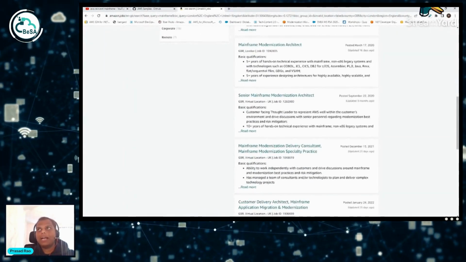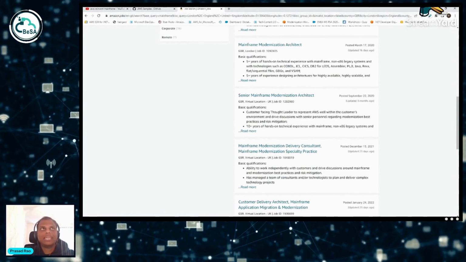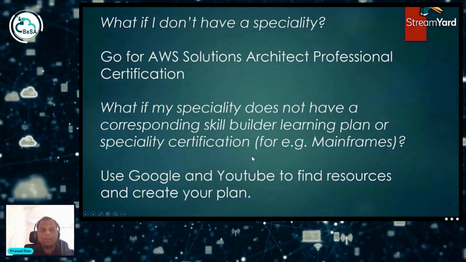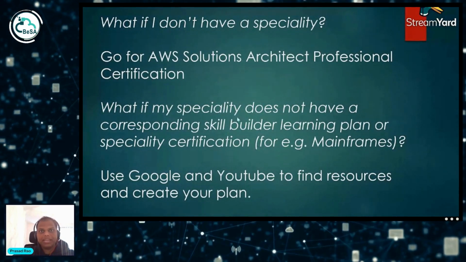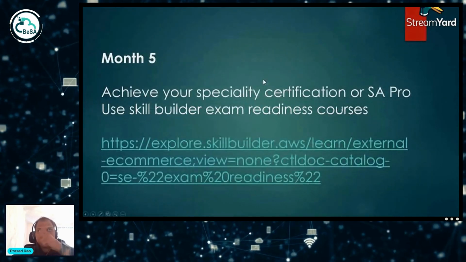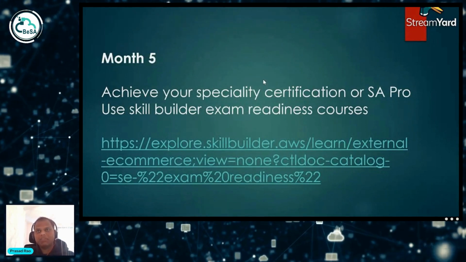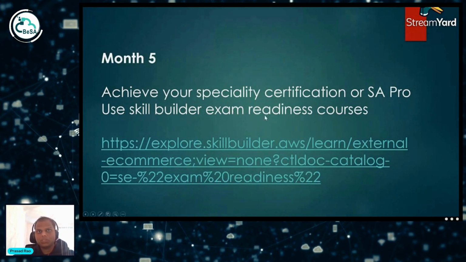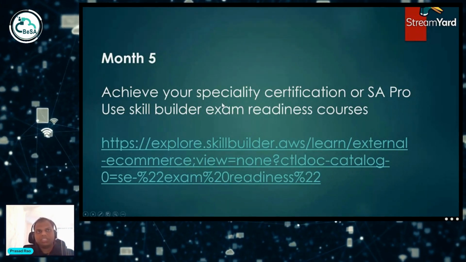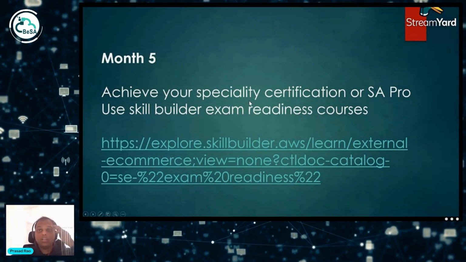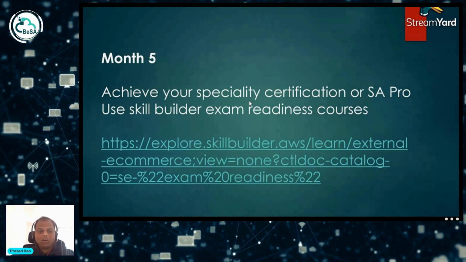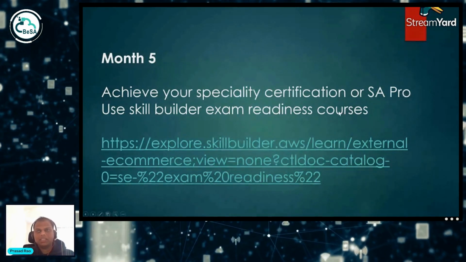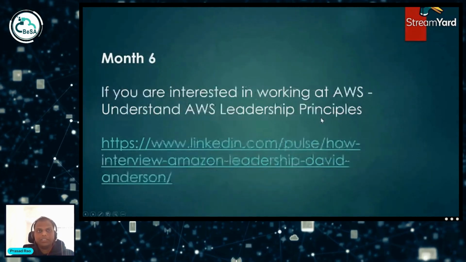Going quickly back, as I know we will have less time, let me go back to this. That's how you can create your own plan for yourself and think about what jobs you would like. Month 5, this is where you will achieve your specialty certification or SA Pro certification. Again, use the Skill Builder exam readiness courses to see which specific specialty certification you would like to go for. And if you're in a generic area or a specialty that does not have a certification, go for SA Pro. This will help you learn a lot more.